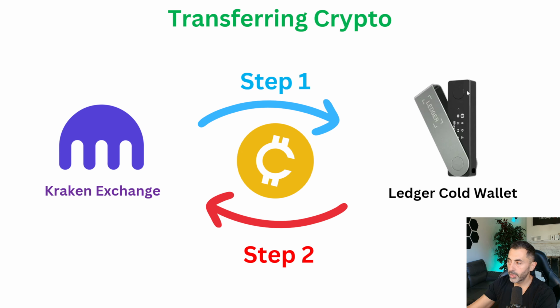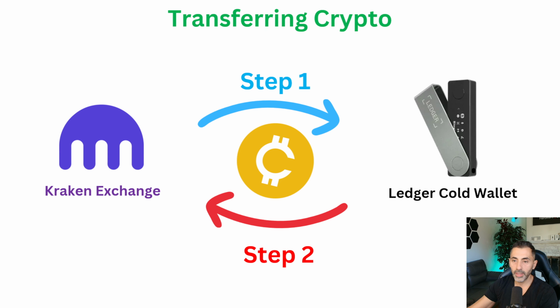In this example, I'll be using a Ledger Nano S Plus, but the steps are pretty much the same for the Nano S, Nano X, and other Ledger Cold wallets. I'll be using Kraken as the exchange since it's one of the most popular centralized exchanges in North America. Now that said, the exchange you use doesn't really matter. The process is basically the same for all of them.